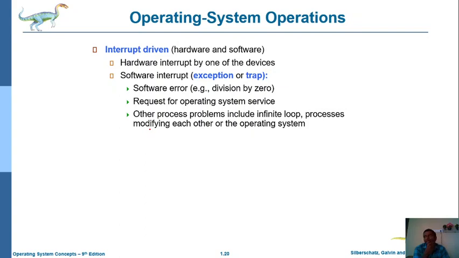So some software errors, like division by zero, give an interrupt. Or we are requesting some operating system service, and for that purpose we use the system call, which is also a program, so that is also a software interrupt. In this manner we are using two types of interrupt operations to handle any services with the help of the operating system.